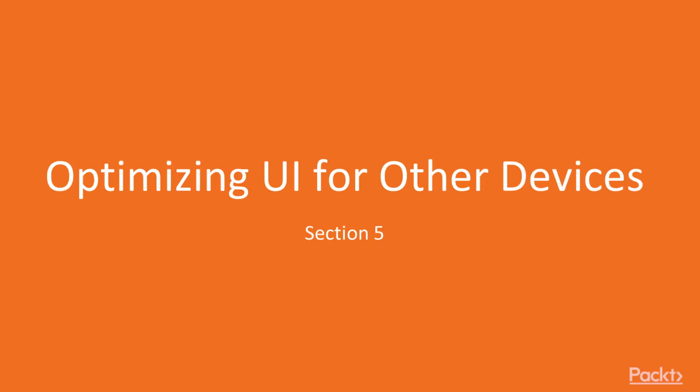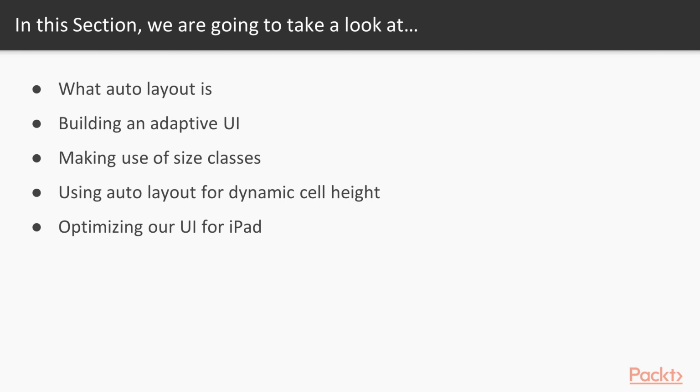Hello, and thanks for joining Section 5, Optimizing the User Interface for Other Devices. In this section, we will learn what auto layout is and how we can make use of it. We will cover building an adaptive user interface that adapts to different screen sizes. We will make use of size classes that allow us to change the user interface depending on the current screen size. We will also learn how we can use auto layout to create a dynamic cell height in our table view. We will optimize the user interface for our iPad.